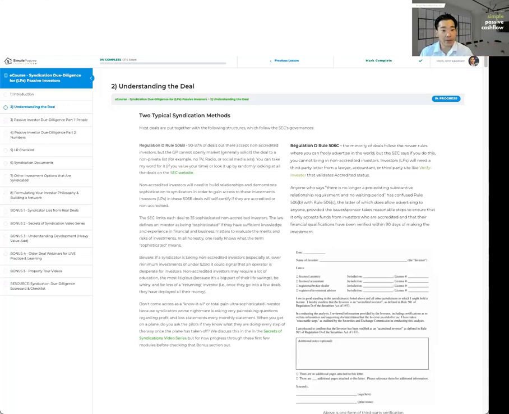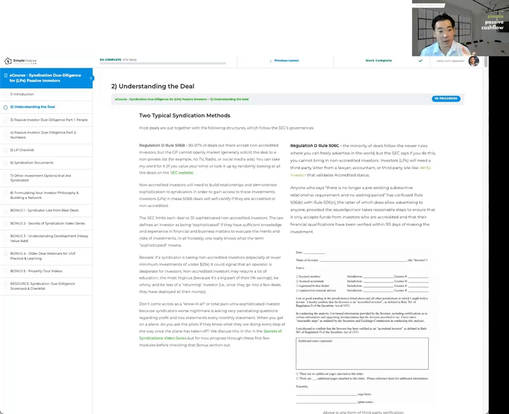So again, these 506C offerings that are mass marketed are really the minority of deals out there. However, people get it in their head that being an accredited investor is a really big milestone to reach, because they see all these accredited deals out there and they get a little sad because now they can't participate. But again, what they don't realize is those are 506C offerings.